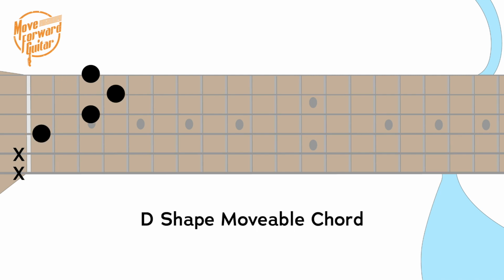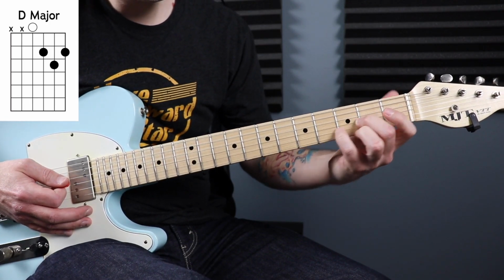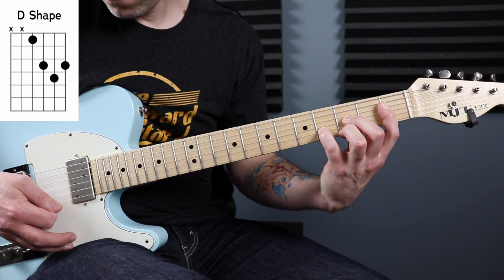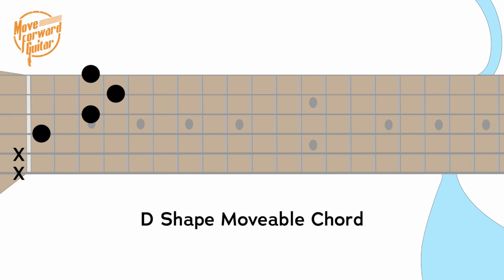That's a D shape movable chord this time. It's not a bar chord because you're not barring any of the notes, but it is a movable chord because there's no open strings. And again, I can move this shape anywhere up and down the fretboard, and that's a D-shaped movable chord.